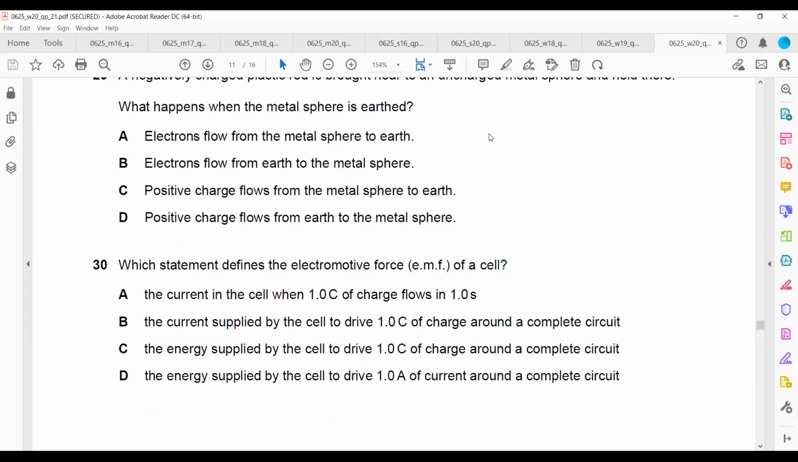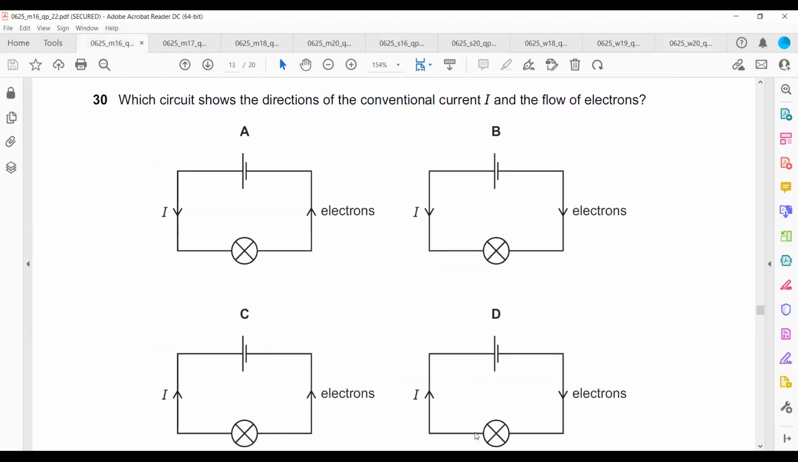Now some questions related to the topic electric current. As you can see in this question, which circuit shows the direction of conventional current? Conventional current is always from positive to negative, and electron flow is from negative to positive. So this is the positive terminal and the negative terminal, and conventional current should be in this manner. That's correct, so conventional current is shown correctly. But what about the electron flow? This is positive, negative, so electron flow should be from negative to positive. So electron flow is not correct.